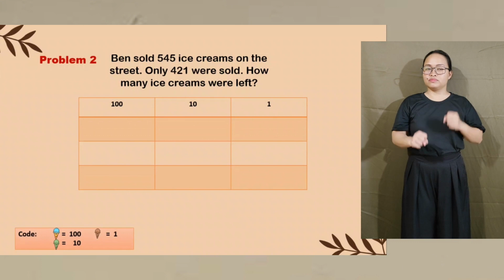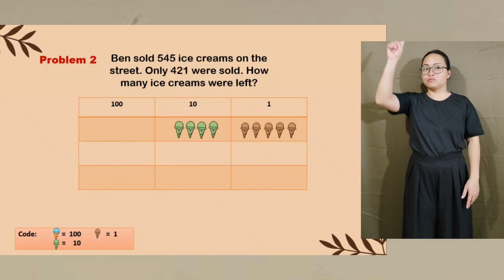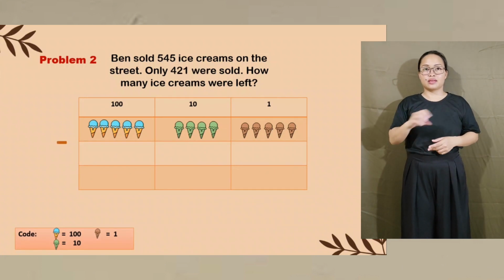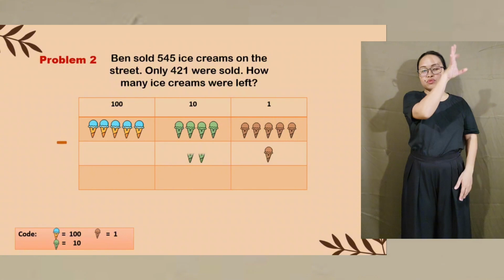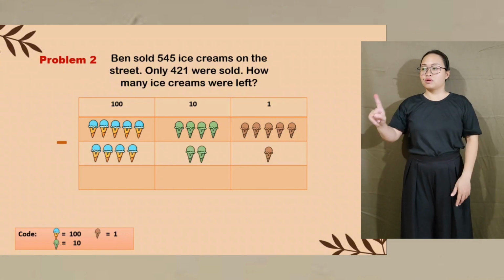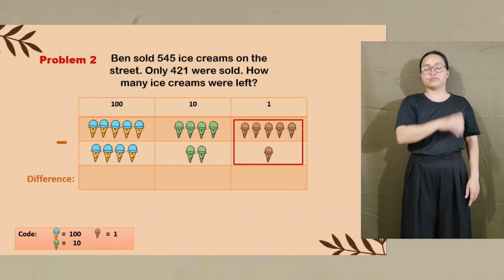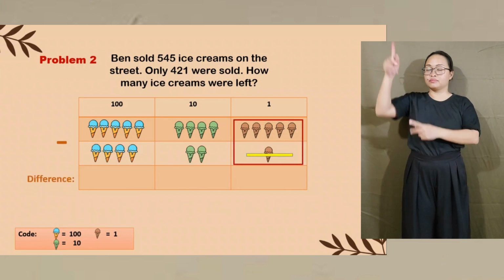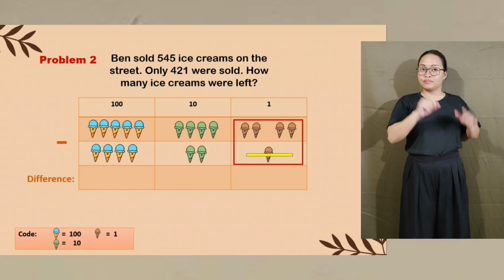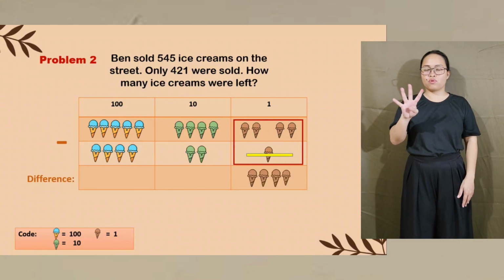So 545 has 5 ones, 4 tens, and 5 hundreds, while 421 has 1 one, 2 tens, and 4 hundreds. Now let's try subtracting first in ones place. 5 minus 1. If we take away 1 ice cream, we will be left with 4 ice creams.